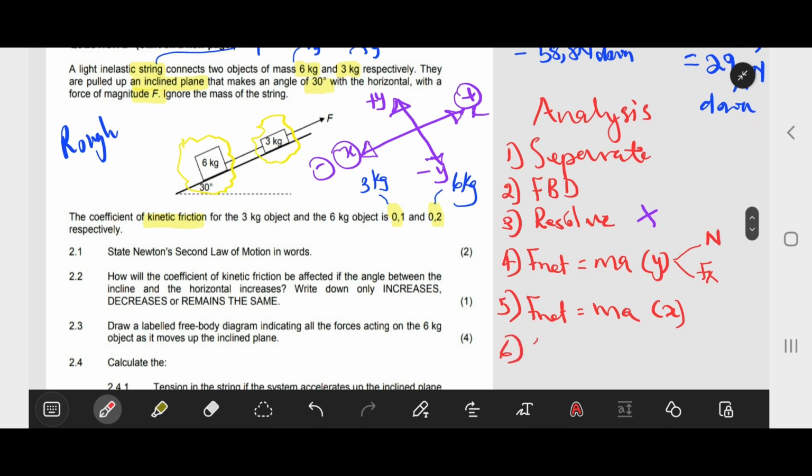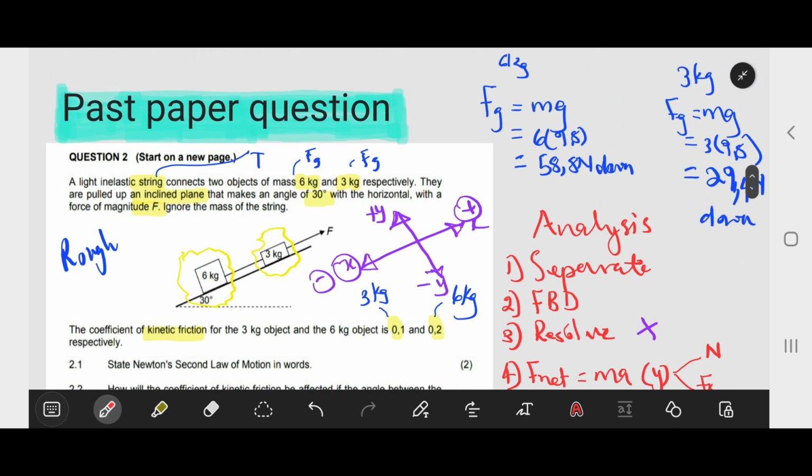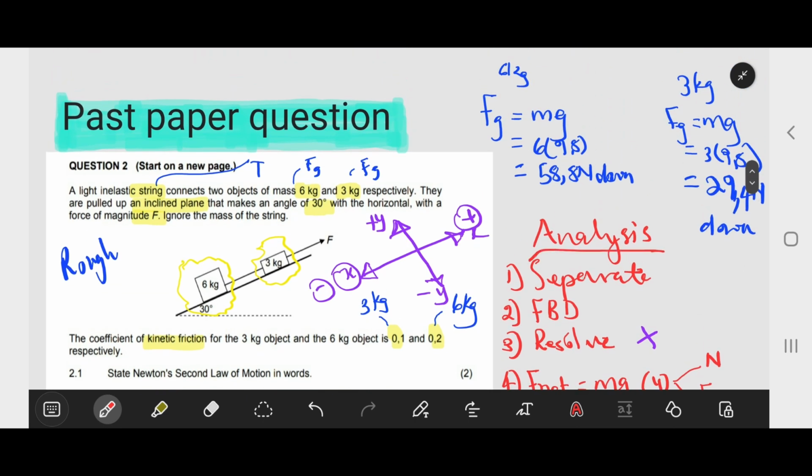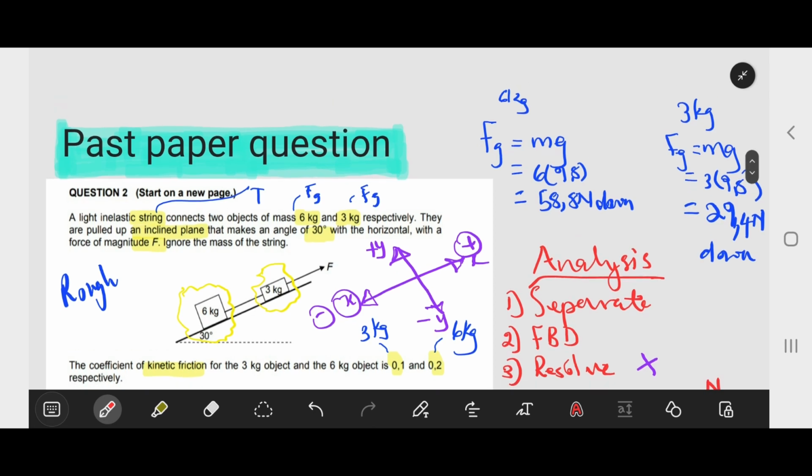And then the last step is to solve any unknowns. Okay, so now let us perform our analysis. Before answering any question, let us perform our analysis from the statement that we have read so far. So now step number 1, we separate.